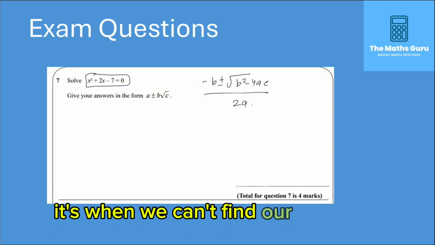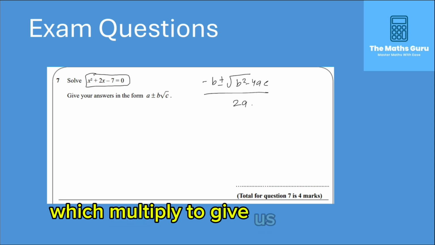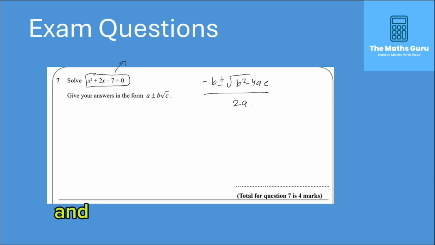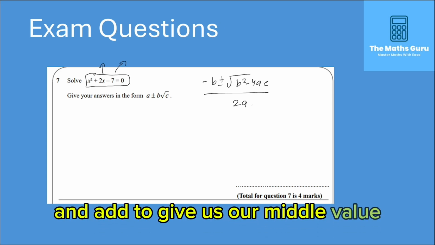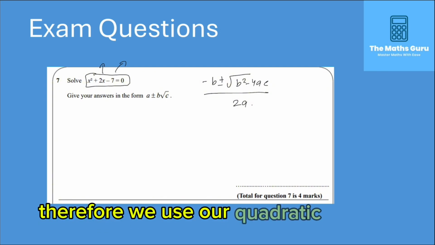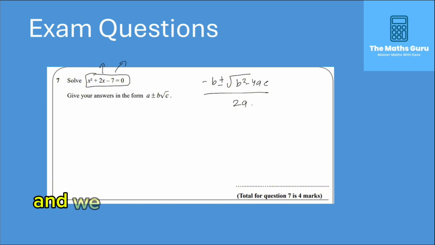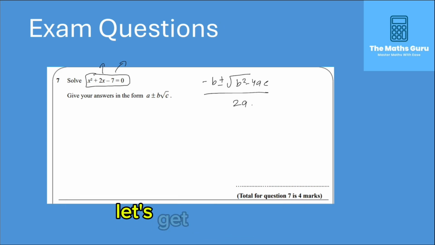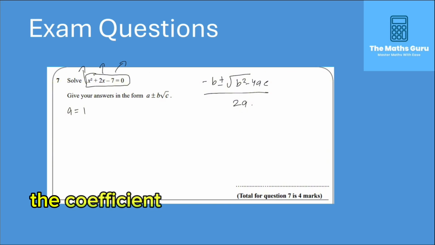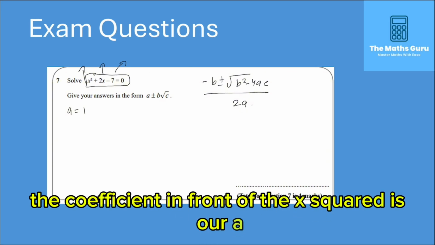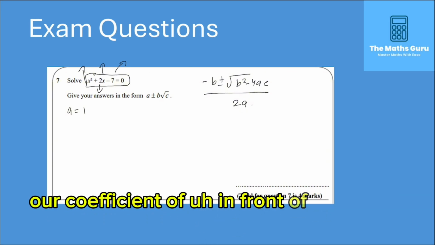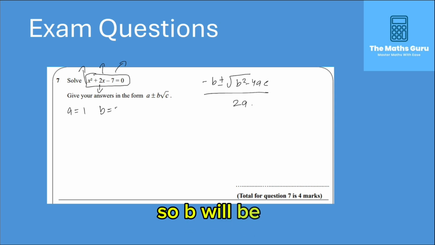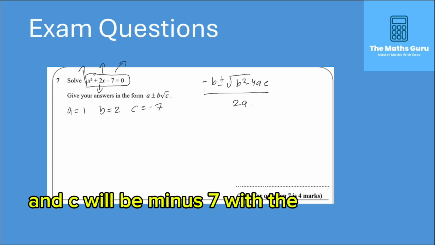It's when we can't find our two numbers which multiply to give us our c value and add to give us our middle value. Therefore, we use our quadratic formula and we solve to get the exact values for our x. Okay, let's get straight into it. So we notice that a is equal to 1. The coefficient in front of the x squared is our a. Our coefficient in front of our x term will be b, so b will be 2, and c will be minus 7 with the same logic.